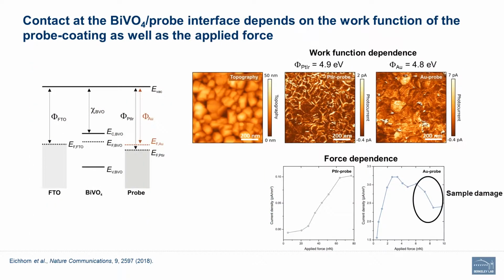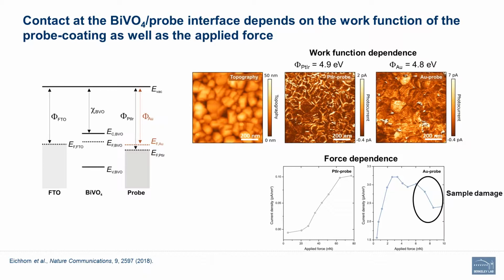Generally, the contact between the BIVO and the probe depends on the energy barrier at this contact, but also on the applied force. The energy barrier can be estimated by the difference between the work function of the probe coating and the electron affinity of the BIVO thin film.